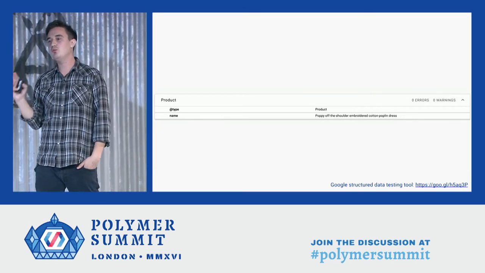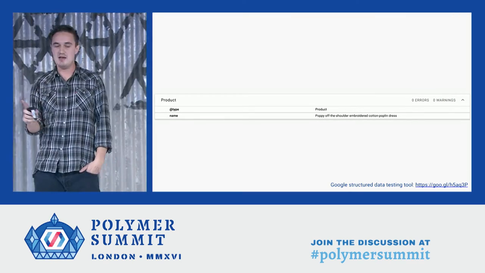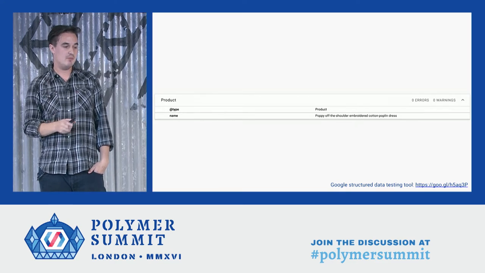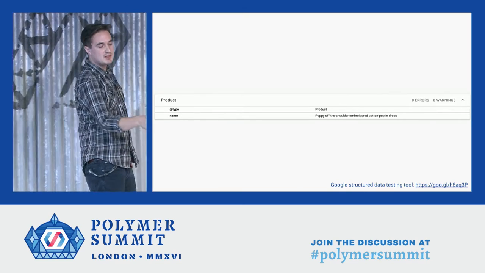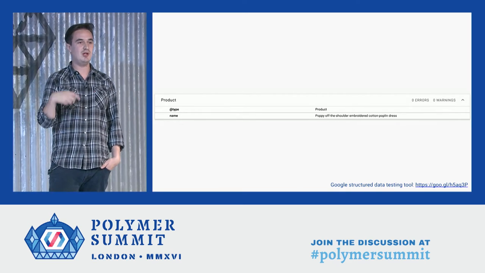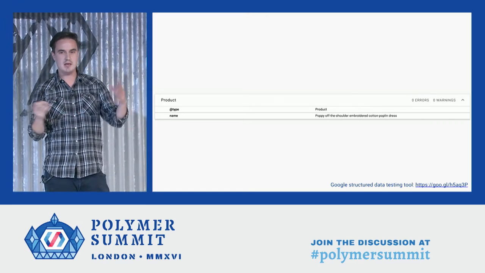And basically, the two minimum things you need to do is you need to say, hey, this is a product, and this is the name. And then you can pass this to Google's structured data testing tool, and it will validate it for you like it's done here. Is that correct?